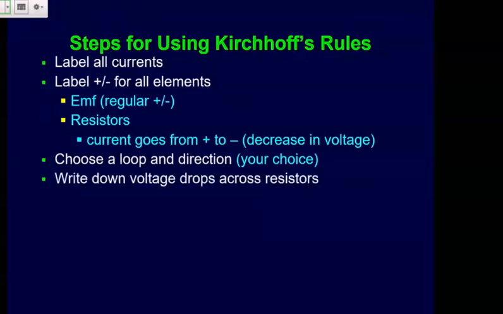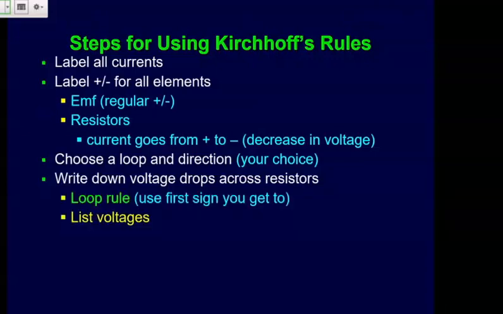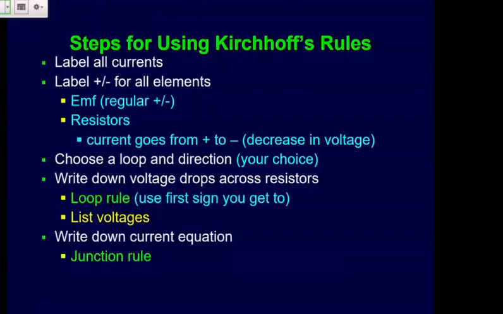Write down the voltage drops across the resistors. For your loop rule, use the first sign you get to. So that's sort of the way that I do it, which I think makes it easier. Again, you don't have to do it that way. If you have a way that you do it that's better for you, that's great. So list those voltages. Finally, I write down the current equation. Okay, so we're going to use the voltage drop loop rule and the junction rule to make our equations.